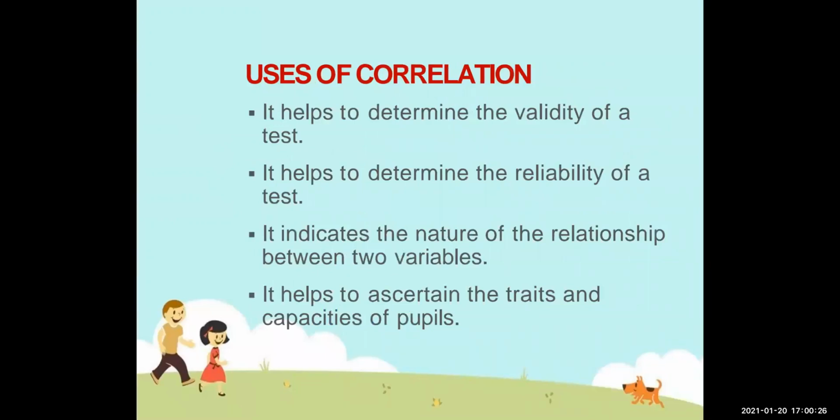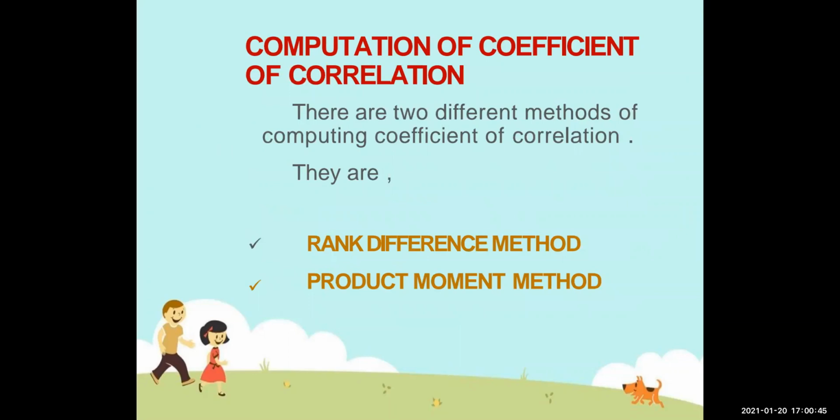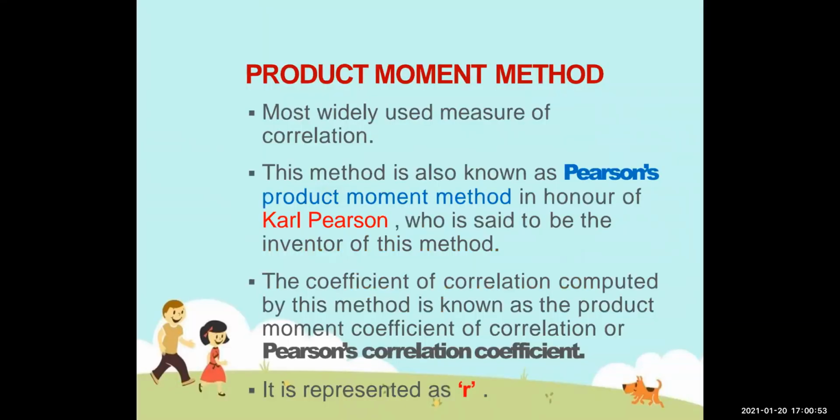Now, correlation will help us to determine the validity of the test, and it helps to determine the reliability of the test. It also indicates the nature of relationship between two variables and helps to ascertain the traits and the capacities of the pupils. Now, there are two different methods. One is the rank difference method and the other is the product moment method.